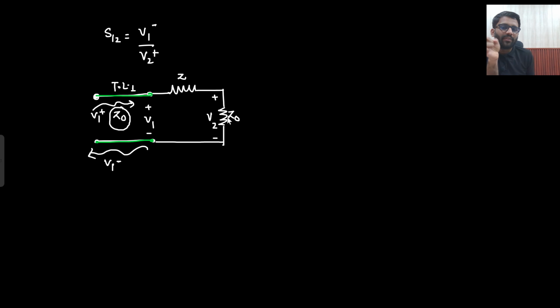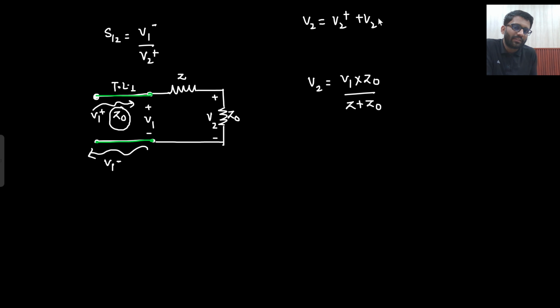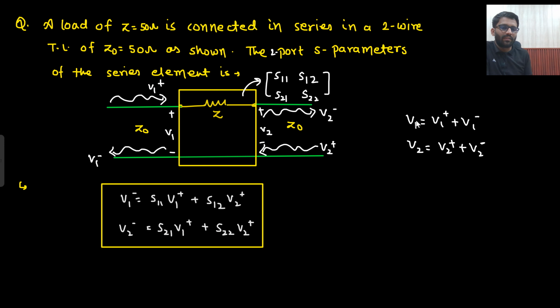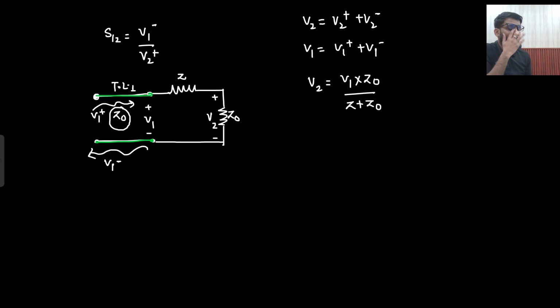I need to find some relation between V1 and V2. Can I say that my V2 is equal to V1 into Z0 upon Z plus Z0? Do you agree to this point? This was your V1 potential, this was your V2 potential. So V2 is equal to V1 into Z0 upon Z plus Z0. And V2 is V2 plus plus V2 minus, and V1 is V1 plus plus V1 minus. I told you here that V1 is equal to V1 plus plus V1 minus, and V2 is equal to V2 plus plus V2 minus.